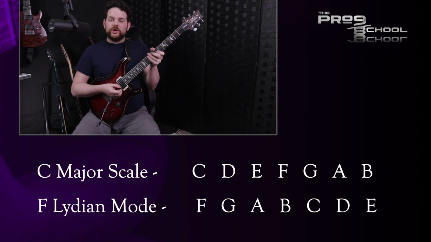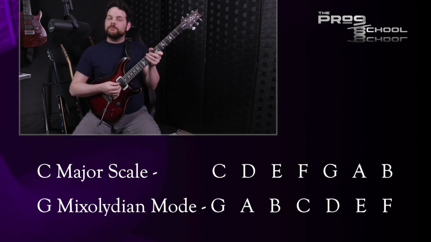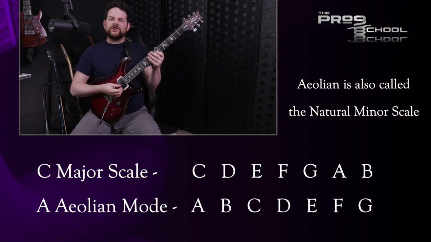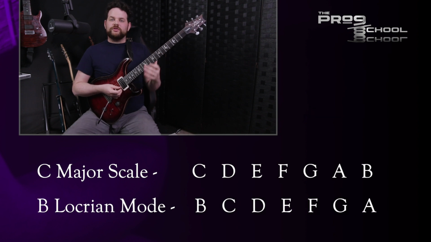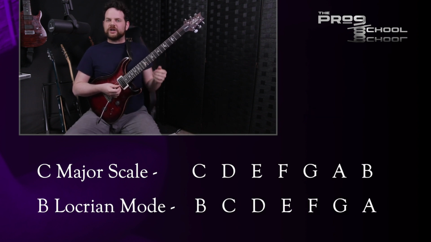If you start on the fourth note, F, you have the Lydian mode. If you start on the fifth note, G, you have the Mixolydian mode. Start on the sixth note, A, and you have the Aeolian mode. And if you start on the seventh note, B, you have the Locrian mode, or if you're British, the Locrian mode.